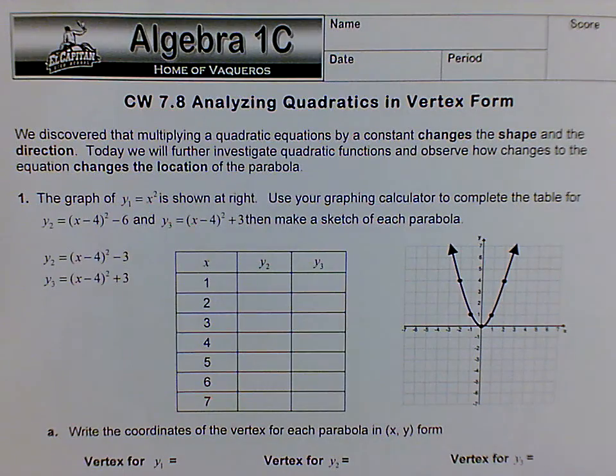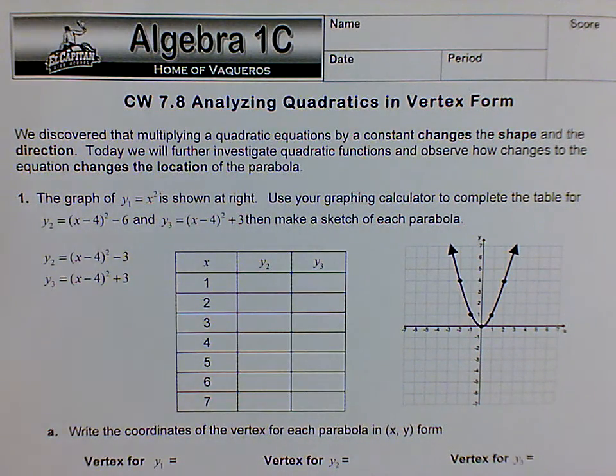Classwork 7.8. Okay, so we did 7.7 yesterday. Let's do 7.8 now. Analyzing quadratics in vertex form. So this is going to start with shifting it left and to the right. Also, we talked about it yesterday. And it's also going to tell us a little bit about the vertex form and how to find that vertex a little bit easier. All stuff we did yesterday, but this is going a little bit more in detail.